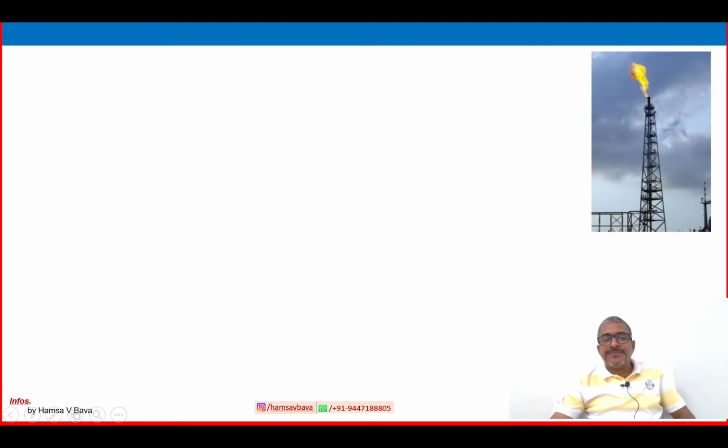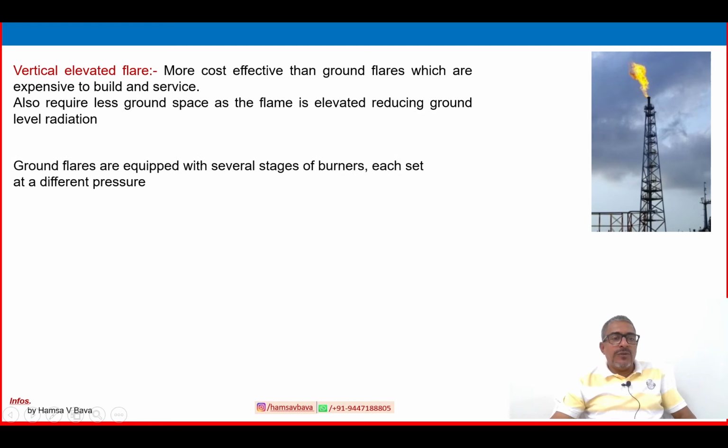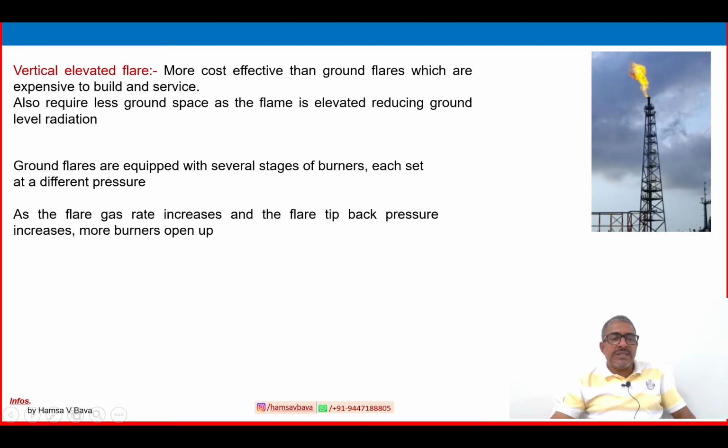Another one is the vertical elevated flare, more cost effective than ground flare, which is expensive to build and service. It also requires less ground area as the flame is elevated, reducing ground level radiation. So it is an elevated flare. Ground flares are equipped with several stages of burners, each set at a different pressure. As the flare gas rate increases, the flare tip back pressure increases and more burners open up. In ground flares there are multiple flares.